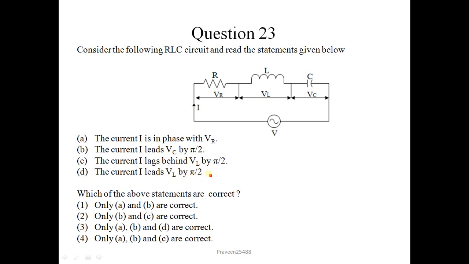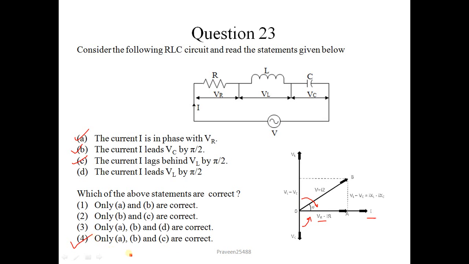So I will show you the phasor diagram. So in this current I is in phase with VR. So this is correct. Current I leads VC by 90 degree. This is also correct. The current I lags behind VL by 90 degree. So C is also correct. So correct option is A, B and C are correct. Fourth is the correct one.